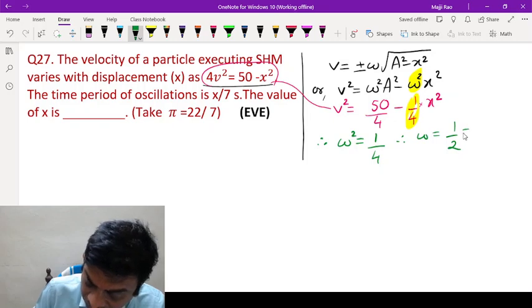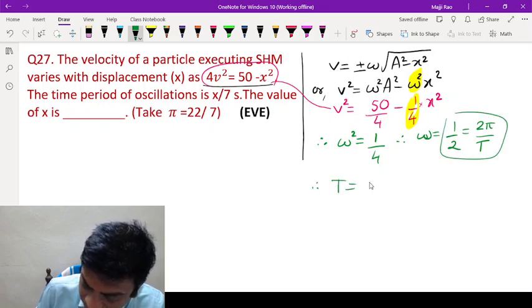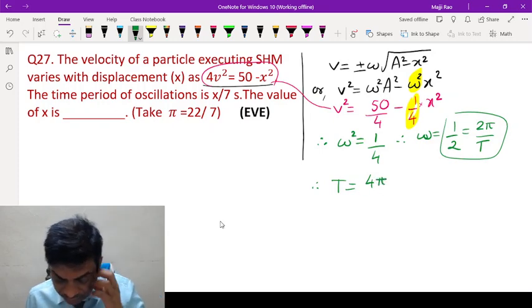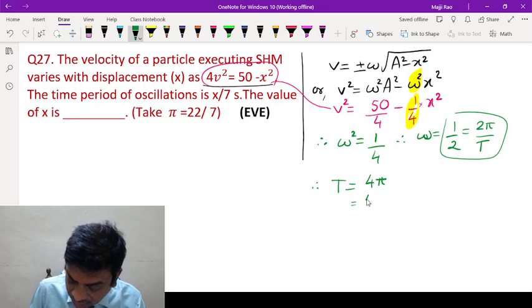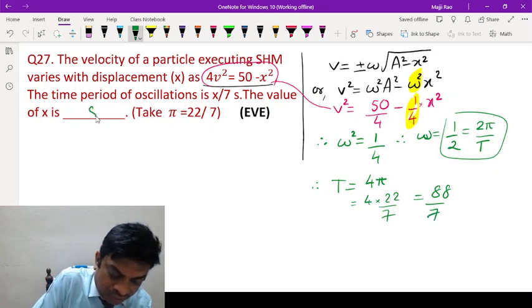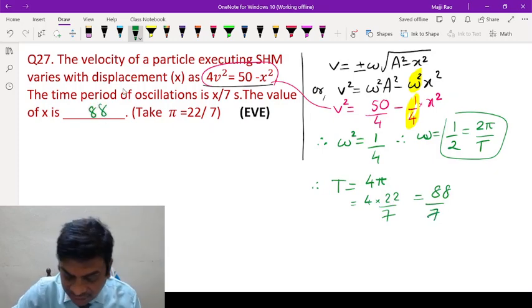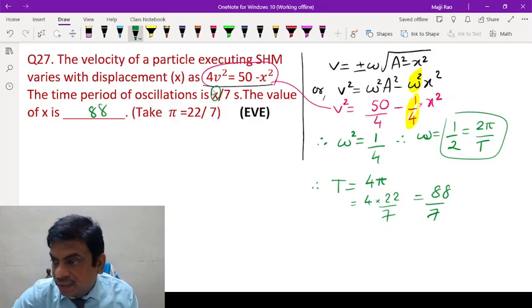But we know omega is 2 pi by T, isn't it? So therefore, the time period is 4 pi. Okay, so pi is 22 by 7. So this becomes 88 by 7. So the correct answer is x is 88. X is 88.